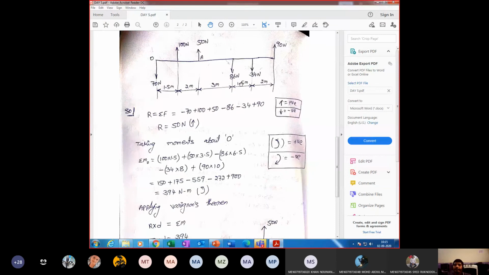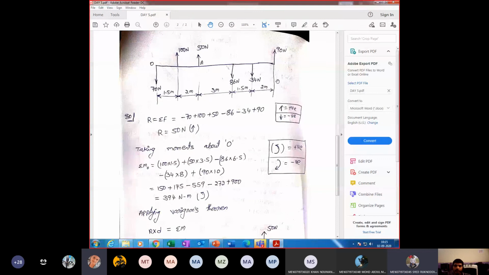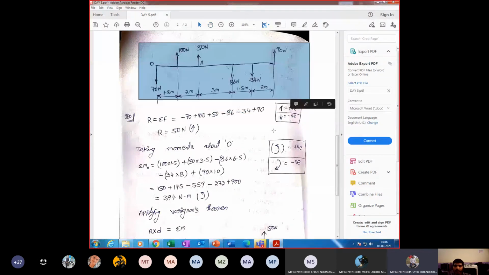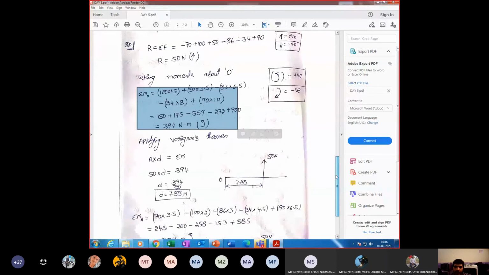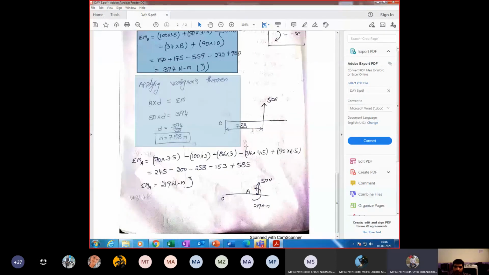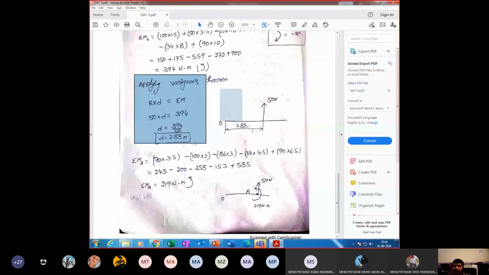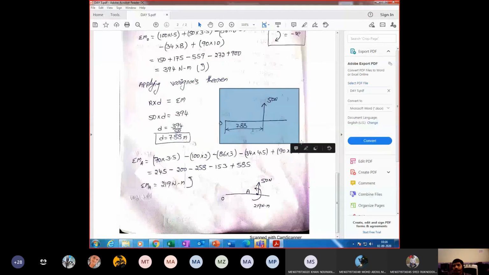This is the same question, Noman. Just now I have explained. Yes, sir. This is your question. Okay, now we have completed this part. I have considered upward forces as positive, downward forces as negative. Anti-clockwise moments as positive, clockwise as negative. Now I have taken moments about point O. Next, I have calculated the summation of moments. Next, I have applied Varignon's theorem to it. So finally, the resultant diagram will be like this.